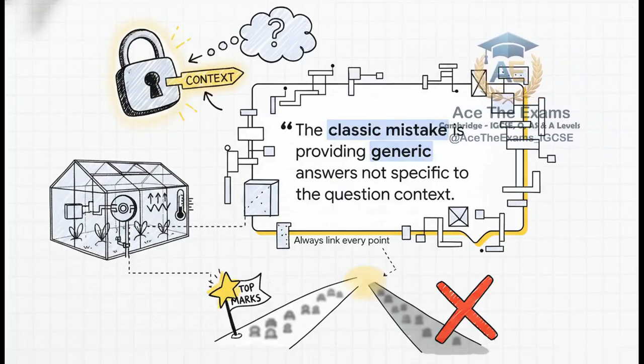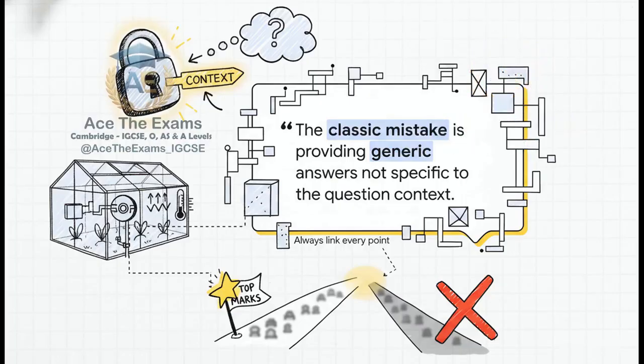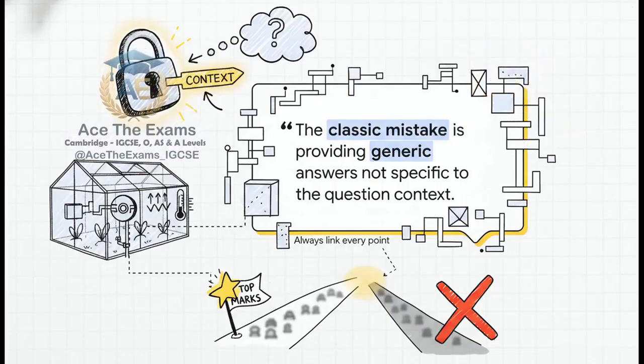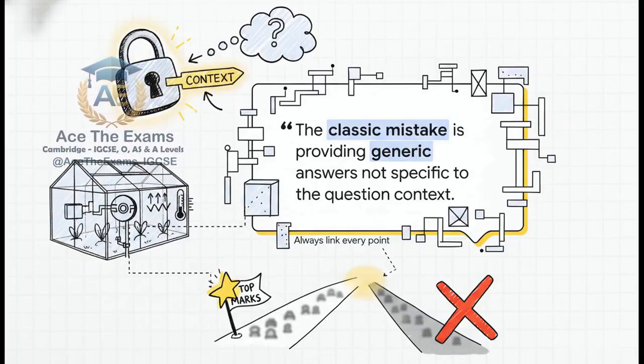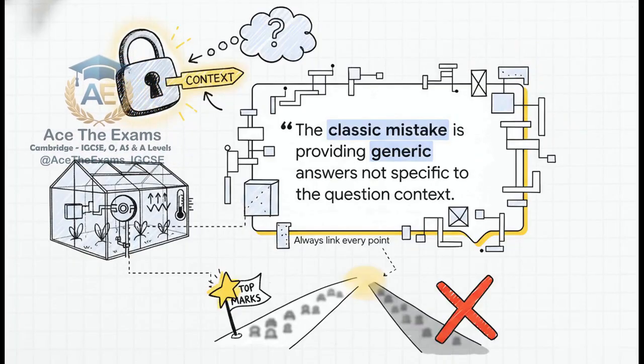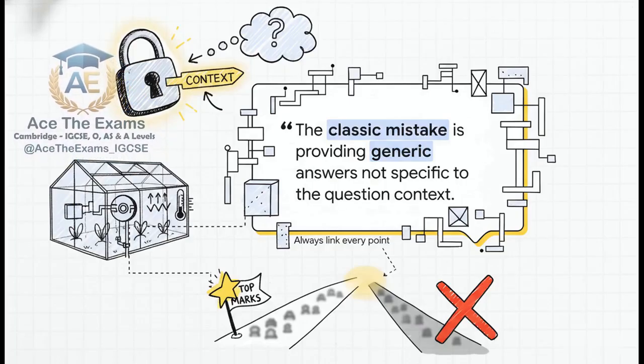If the scenario is about an automated greenhouse temperature sensor, and you write a beautiful paragraph about ISRs, but do not explicitly mention the greenhouse, the rising temperature, and the specific sensor, your generic answer will immediately fall flat. 0 marks. Context is not optional. Context is literally the key to the vault.